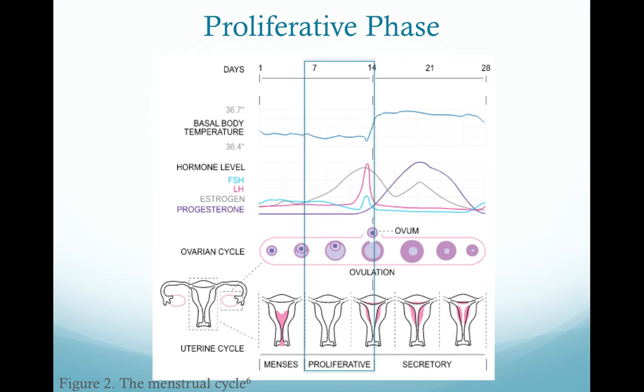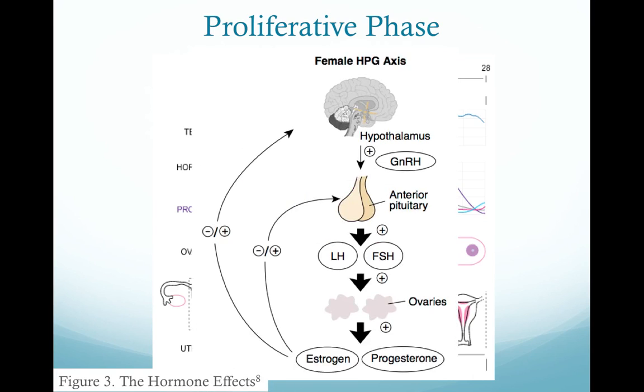During the proliferative phase, estrogen levels begin to rise, causing the endometrial lining to thicken, hence the term proliferative, meaning rapid increase of something, which in this case is the endometrial lining. The estrogen levels rise due to its secretion from the developing follicle in the ovaries, which are developing due to the secretion of follicle-stimulating hormone, FSH, and luteinizing hormone, LH, from the anterior pituitary gland in the brain.